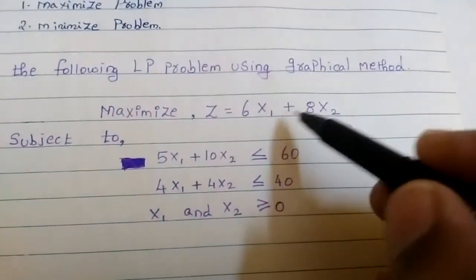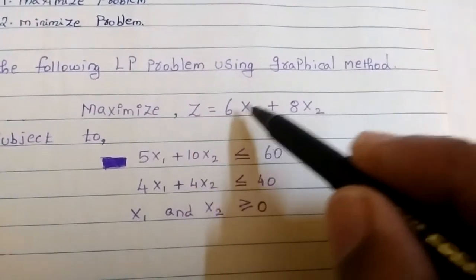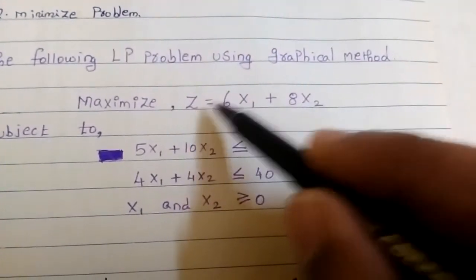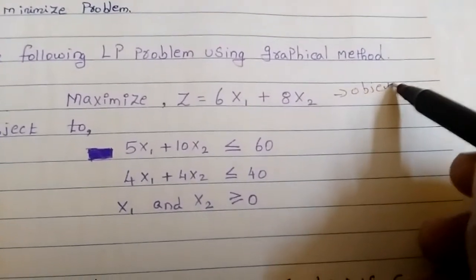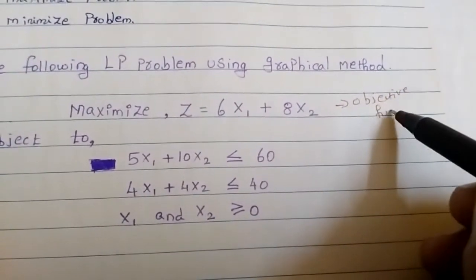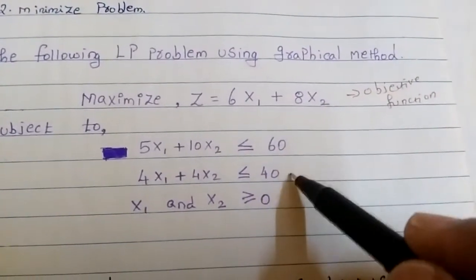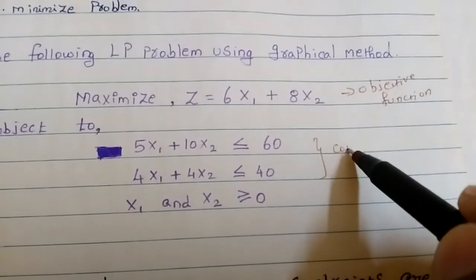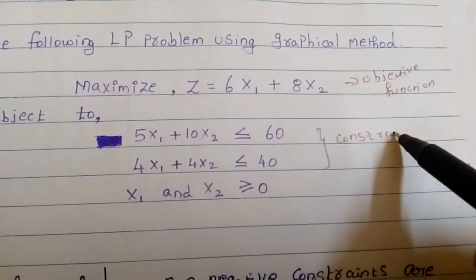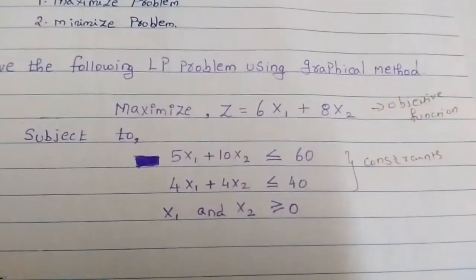Okay, solve the following. In this line இருக்கு இல்லையா, this maximize z equal to 6x1 plus 8x2, z இது வந்து பார்த்தீங்கன்னா this is the objective function. Subject to these two statements, இந்த ரெண்டும் பார்த்தீங்கன்னா these are constraints.